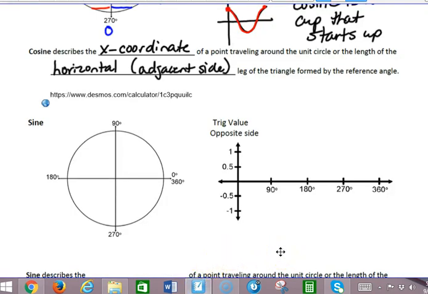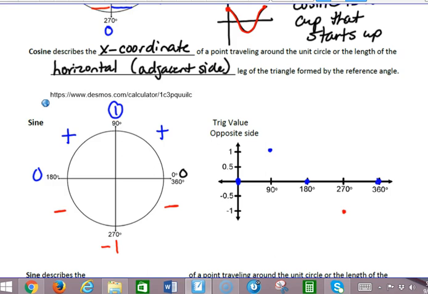So we start out at 0, sine is equal to 0. As we move around, we have sine being positive both in quadrants 1 and 2, so we're at a positive 1 at 90. Back down to 0 at 180, because then we move into negative values in quadrants 3 and 4, reaching a low of negative 1 at 270. And then back up to 0 at 360.